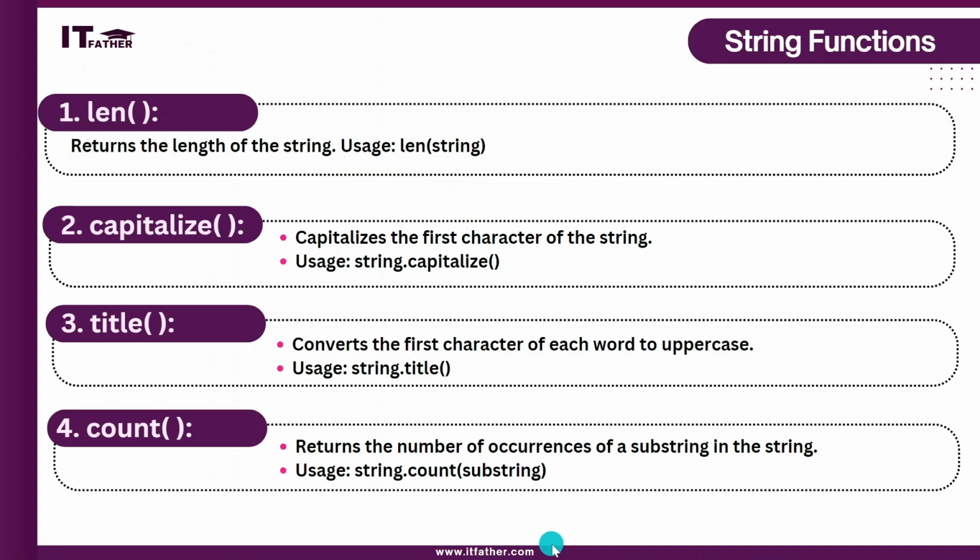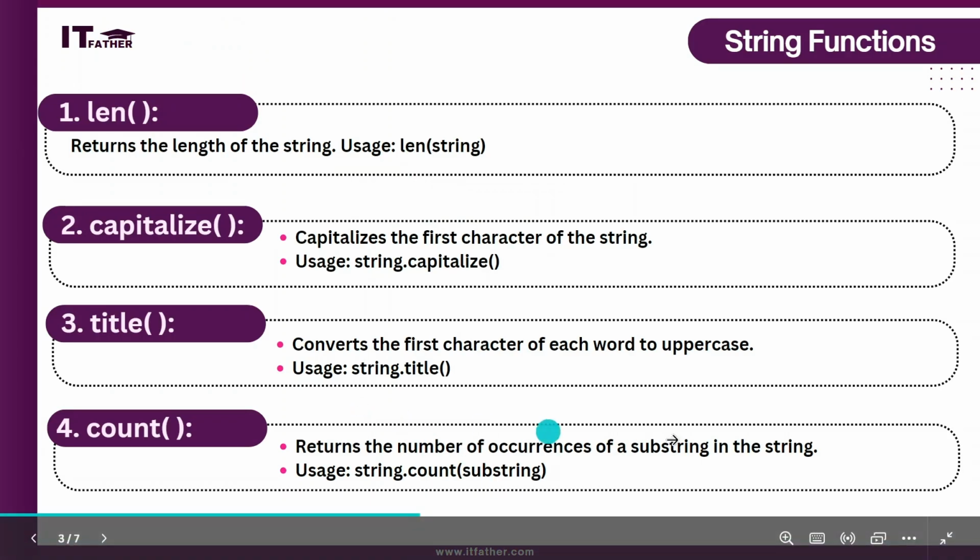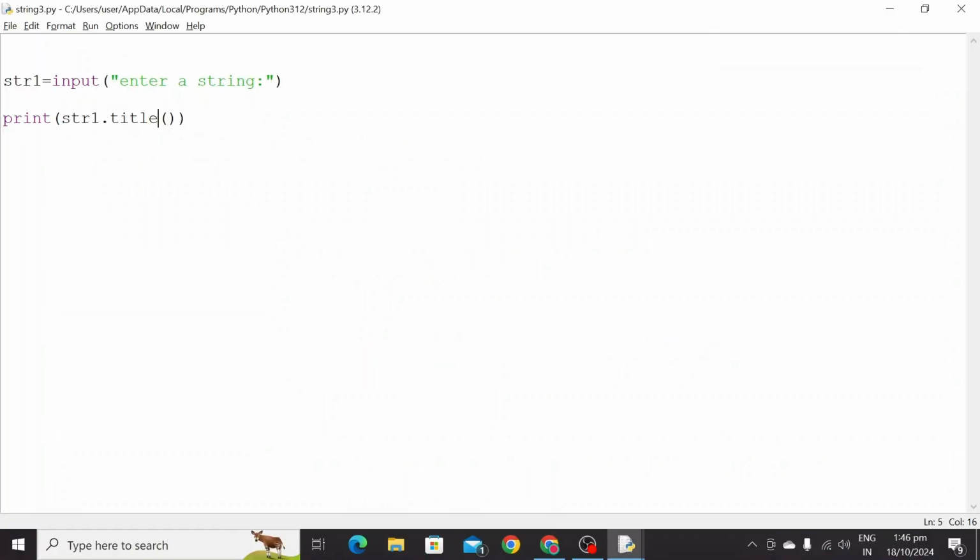The next function we have here is the count function. The count function is used to return the number of occurrences of a substring in the string. What is the syntax of this? String dot count, and then the substring we have to pass. For example, with the same string, we write count, and suppose we have to count the word is. So let's see.